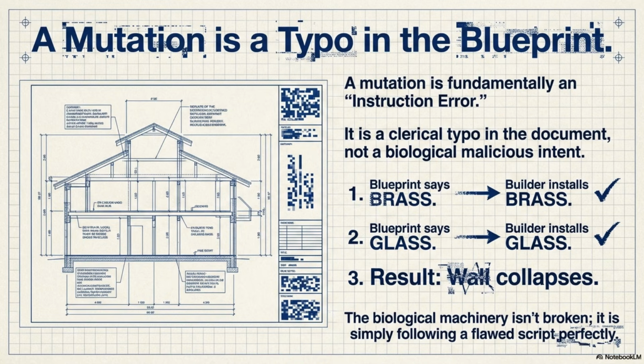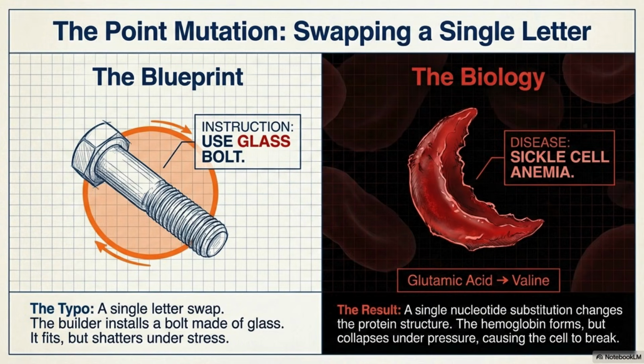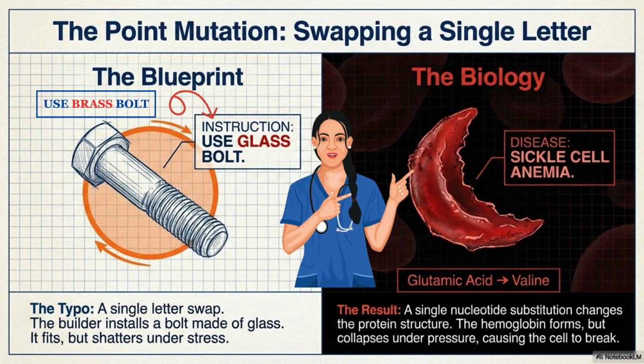Types of instruction errors or mutations. Point mutation, swapping one letter. Example, use brass bolt becomes use glass bolt. The bolt is there, but it's weak. This is sickle cell anemia. Glutamic acid becomes valine.